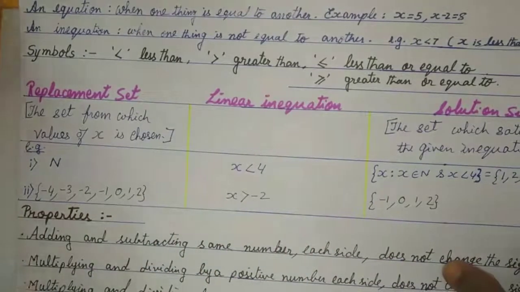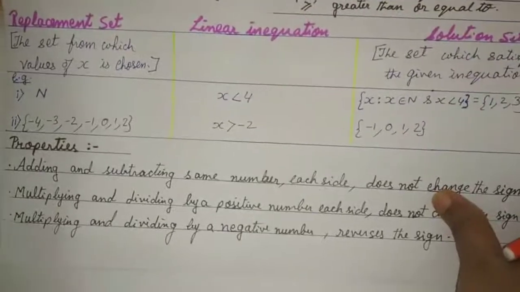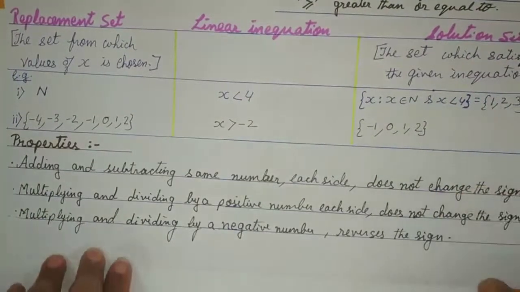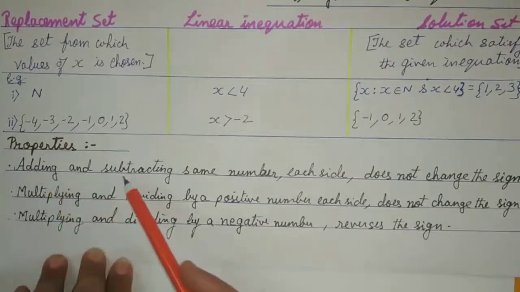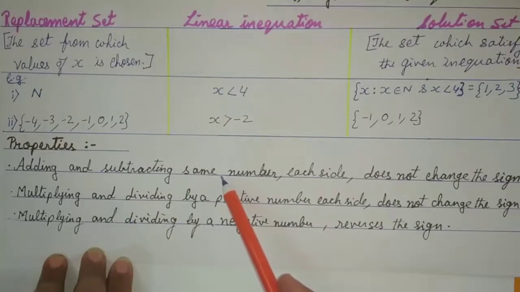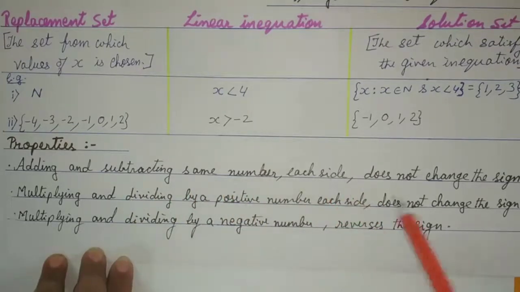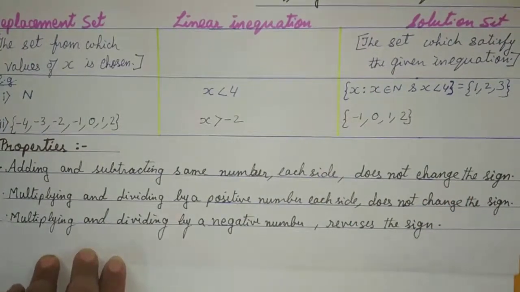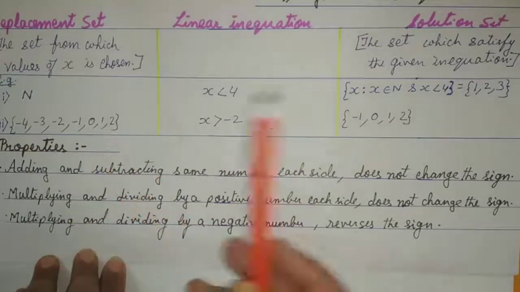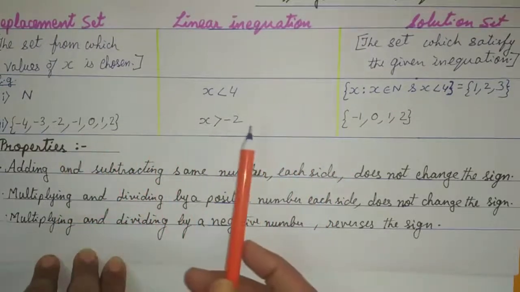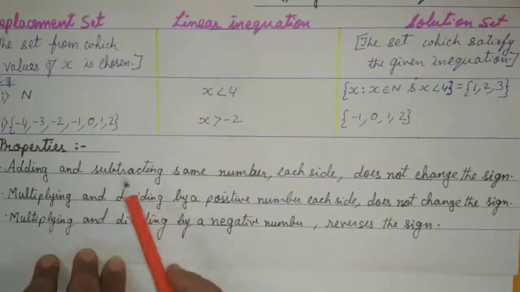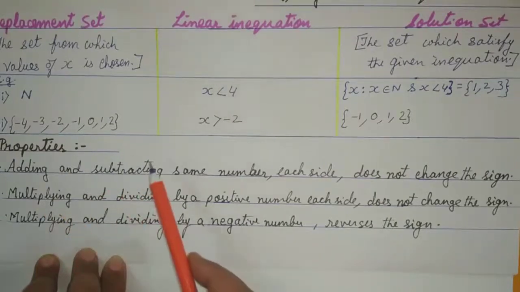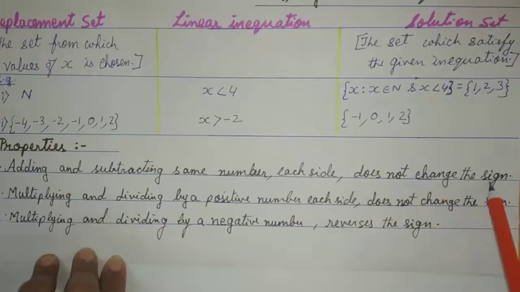When we have to solve inequations, what are the basic rules that we have to take care of? First one: adding or subtracting the same number, positive or negative, on each side does not change the sign of the inequality. Like in an equation, we can add the same number to both sides, we can subtract the same number from both sides. In this case, the sign will not change.